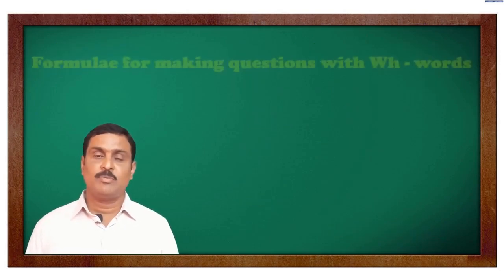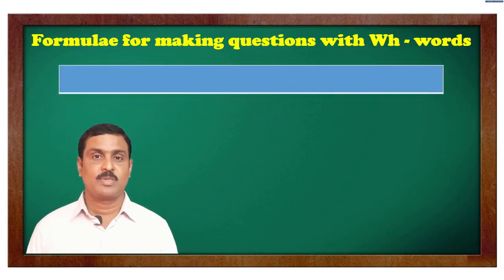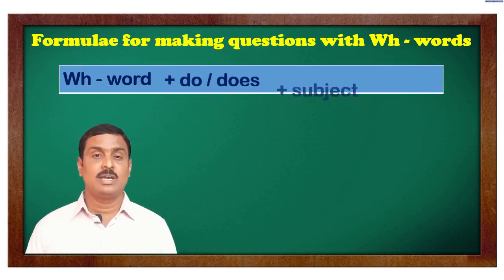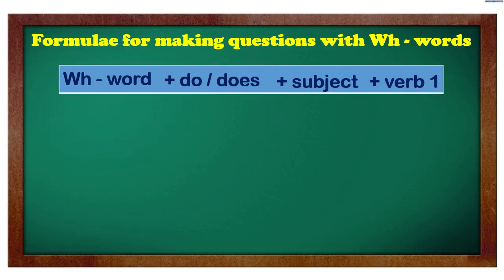Here we have the structure for making questions in simple present tense beginning with WH words. First you take the WH word and then do or does, then the subject, then the base form of the verb, verb 1, and then the object. Okay, let's see some examples. What do you want? This question starts with a WH word and it needs information. So we can give the answer like I want a pen, I want a mobile, etc.